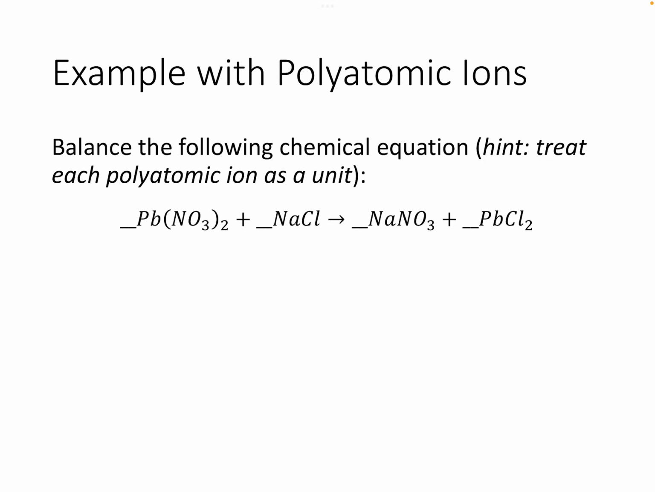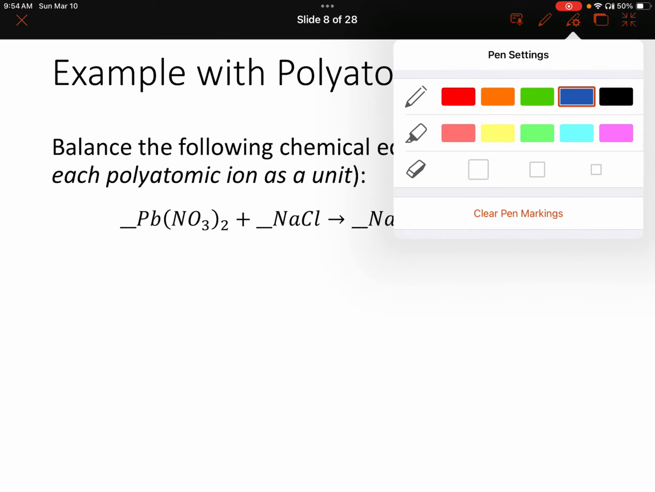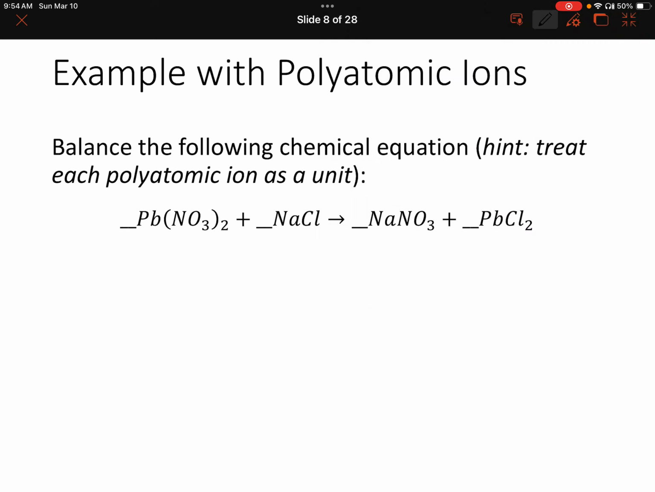What if we have a reaction equation that contains polyatomic ions? How do we balance that? So I don't recommend going atom by atom in this case. I recommend going ion by ion. So treat each polyatomic ion as one unit, and that'll make balancing a lot easier. So let's do this one together.